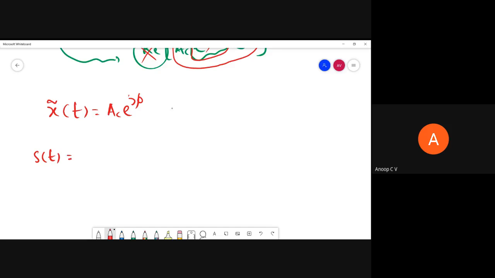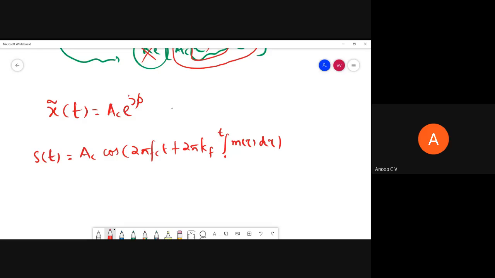Our s of t is, we will find out what is the low pass equivalent of s of t, and we'll stop here for the time being, right? So what is the low pass equivalent of s of t? S of t is Ac cos 2 pi fct plus 2 pi kf into integral 0 to t m of tau d tau, right? So this is our s of t.